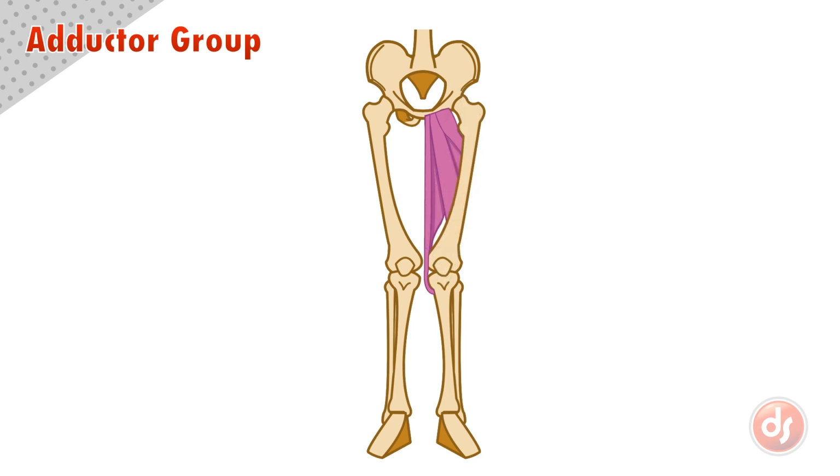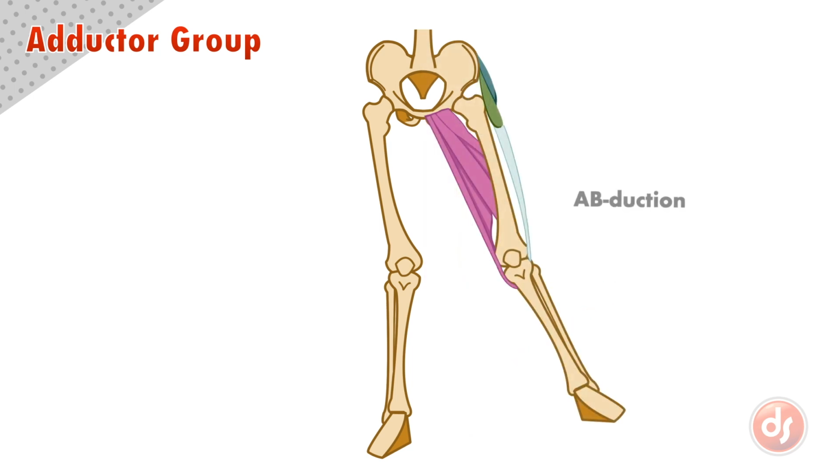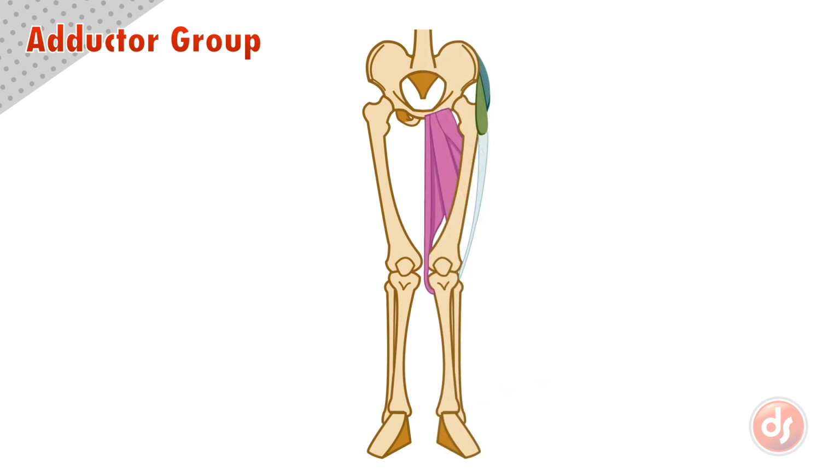The adductors are a contrasting group to the gluteal muscles. If the gluteal muscles contract, they will pull that leg away from the body in a movement called abduction. Because the adductors anchor to the center of the pelvis and act on the leg, if they contract, they will pull the leg back to the body in a movement called adduction, as though it's adding it back to the body.